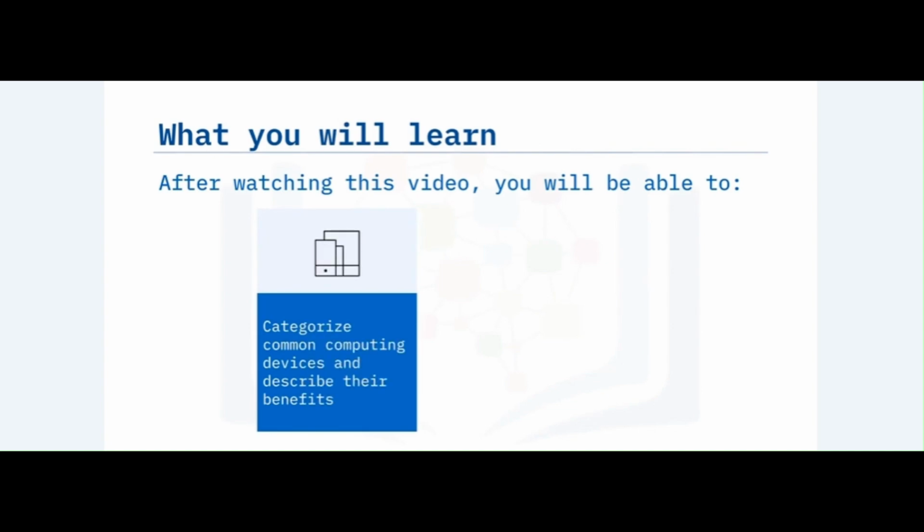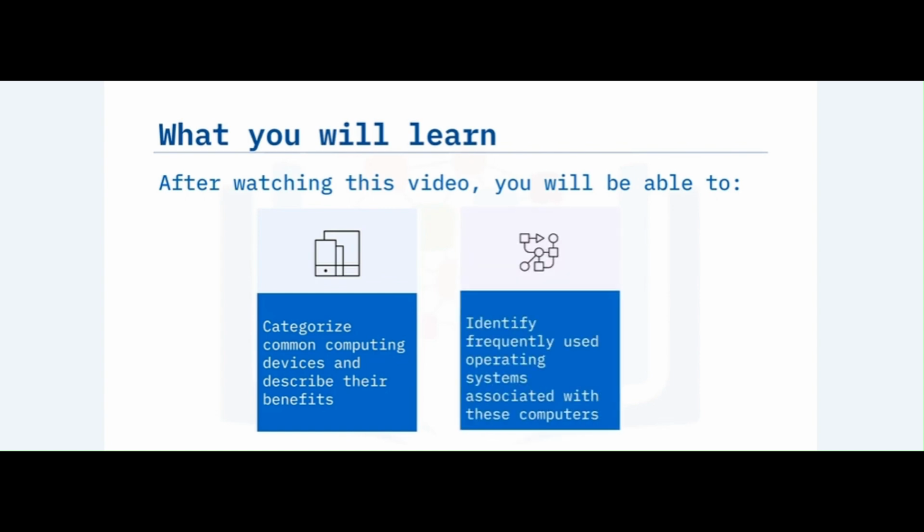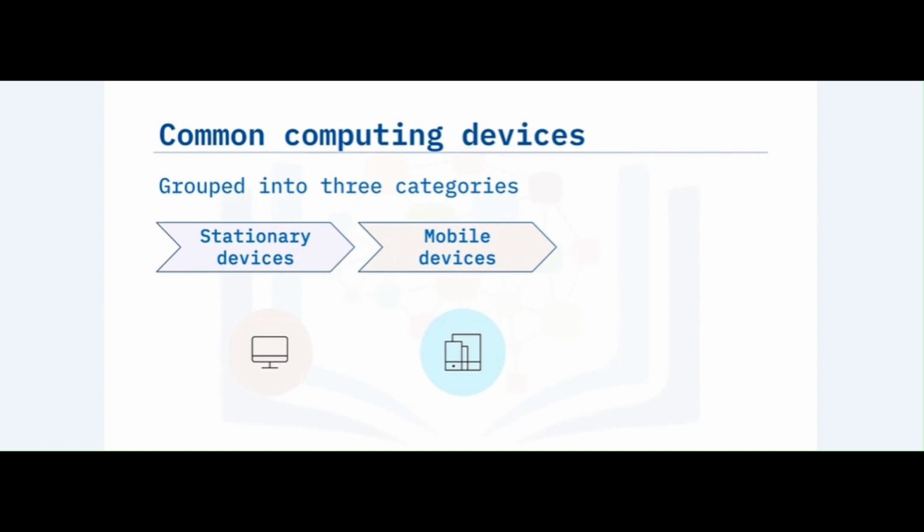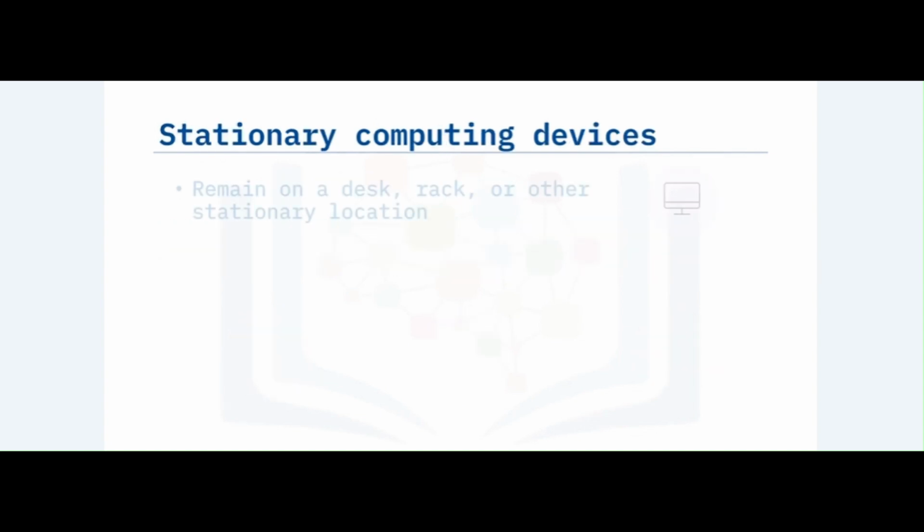Watching this video, you will be able to categorize common computing devices and describe their main features and benefits, and identify frequently used operating platforms associated with these devices. Common computing devices include stationary computing devices, mobile computing devices, and Internet of Things or IoT devices.